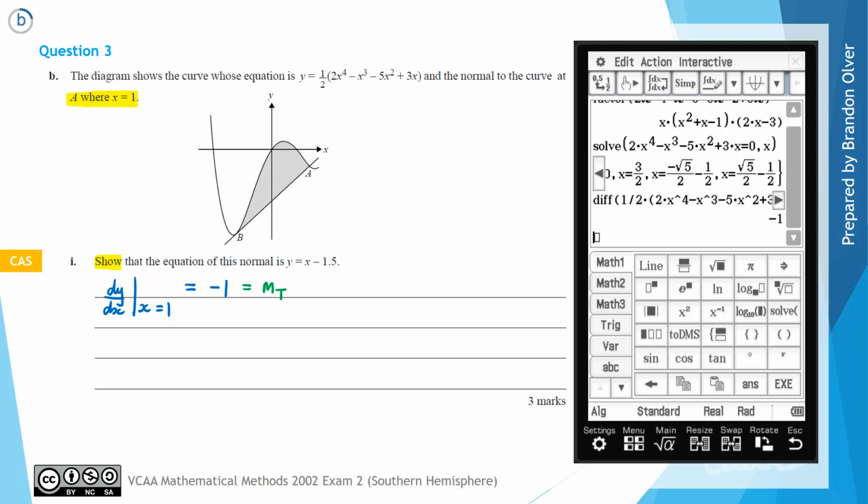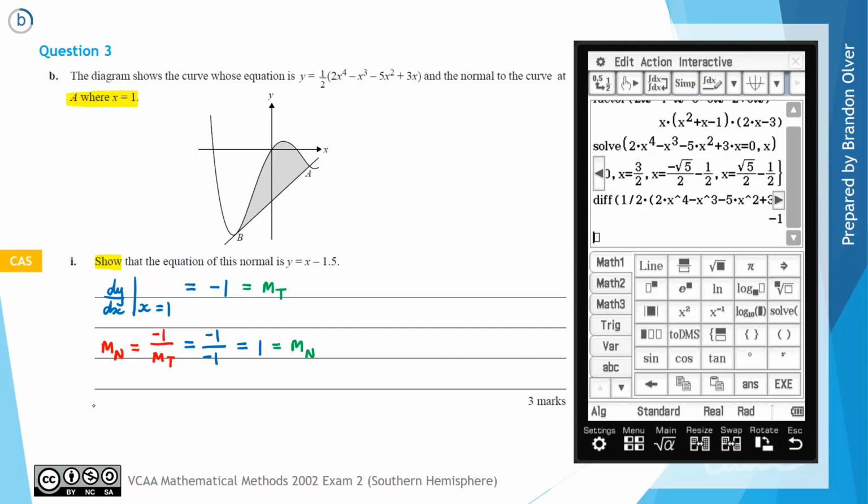We know that the normal line is perpendicular to a tangent line, so the gradient of the normal is equal to -1 divided by the gradient of the tangent. That means the gradient of the normal is going to equal -1 divided by the gradient of the tangent, which was -1. So that gives +1 as the gradient of the normal line. Again, I'll just keep track of what we've found. And now the final thing that we need to find before we can show that the equation of the normal is y equals x subtract 1.5 is we need to know the exact coordinate of A.